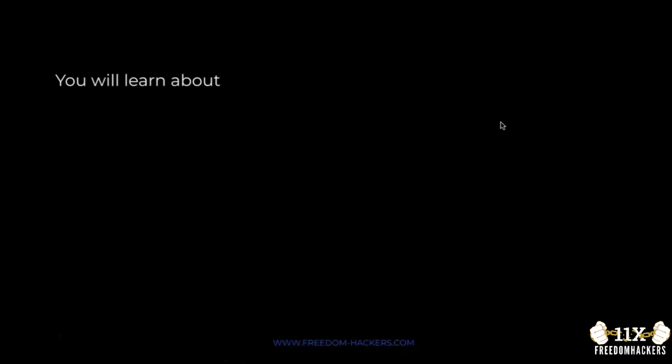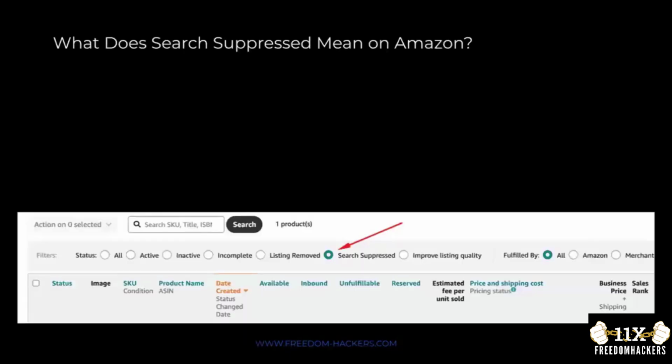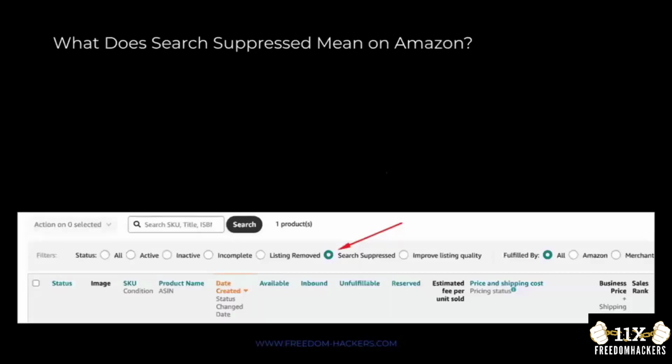So today we are going to be talking about identifying these issues, common problems like the title length and missing UPC code, and solutions and strategies to resolve these suppressed listings on Amazon. So let's just go straight into it.